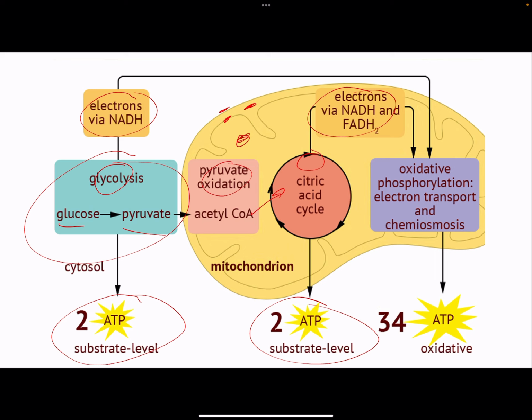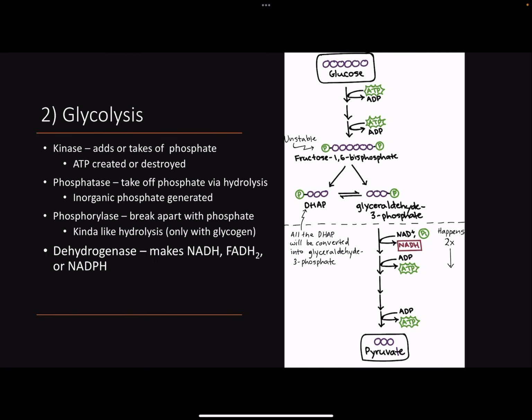So we're going to cache these in again, the electron transport chain, and that's actually where we're getting most of it. This is oxidative phosphorylation because it involves oxygen. Oxygen is the final electron acceptor. Glycolysis. So terminology, kinases are going to involve ATP, whether we're creating or destroying.